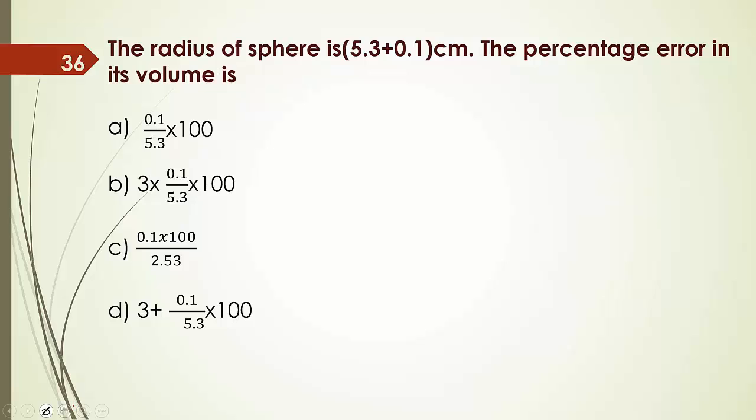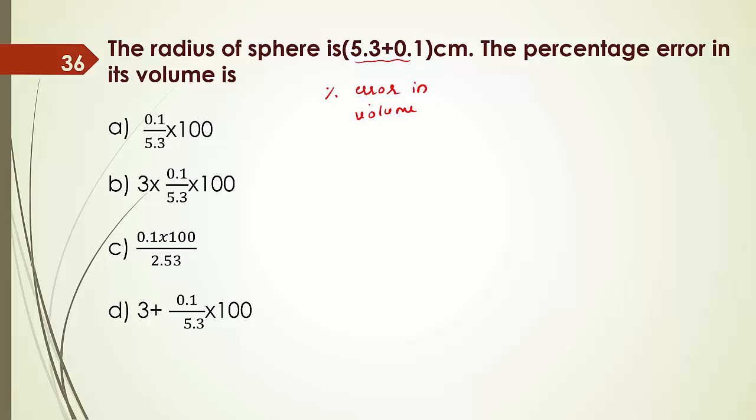36th question. The radius of the sphere is given. How much? 5.3 plus or minus 0.1 centimeter. The percentage error in its volume is. The radius is given. We have to find percentage error in volume. Yes, we know that percentage error in volume.